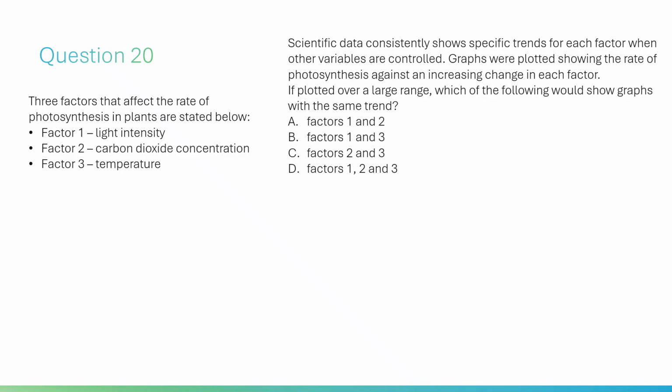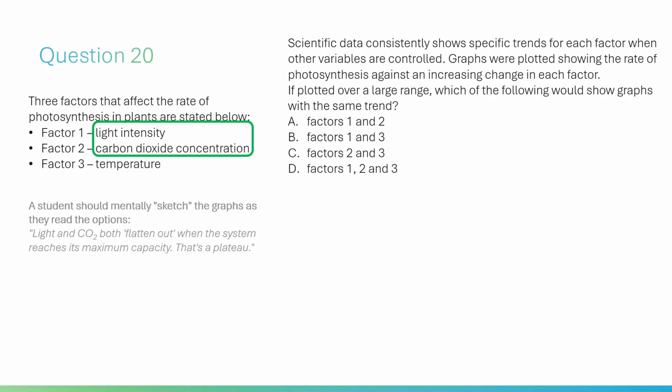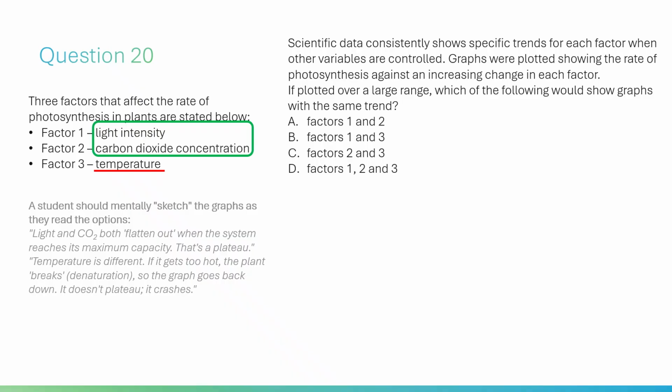A student should mentally sketch the graphs as they read the options. Light and CO2 both flatten out when the system reaches its maximum capacity. That's a plateau. Temperature is different. If it gets too hot, the plant's enzymes undergo denaturation, so the graph goes back down. It doesn't plateau, it crashes. Therefore, 1 and 2 have the same up and flat trend, while 3 is the odd one out.